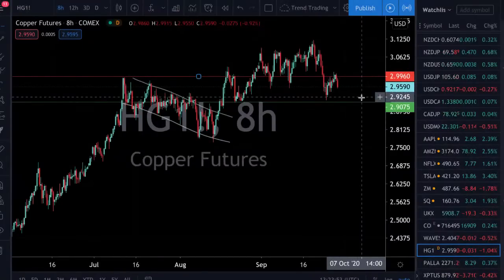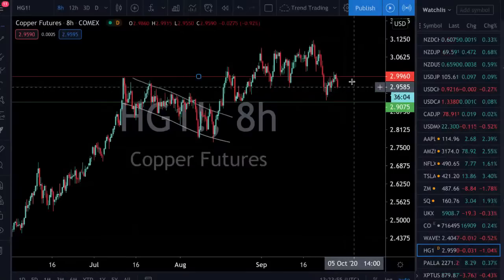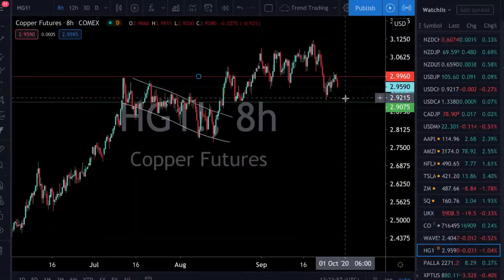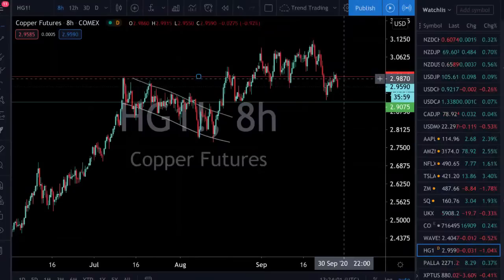So where are we on copper? Not much. Kind of neutral over here. Kind of neutral in no man's land right now. Let's wait for a breakdown or a breakout to get a better read.